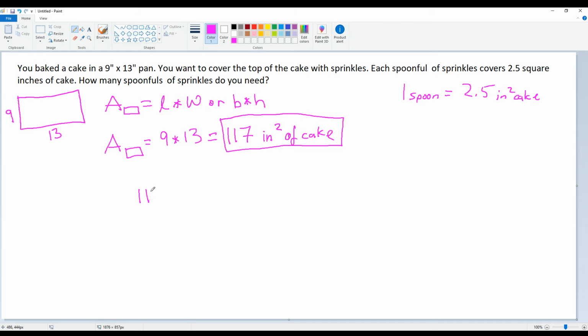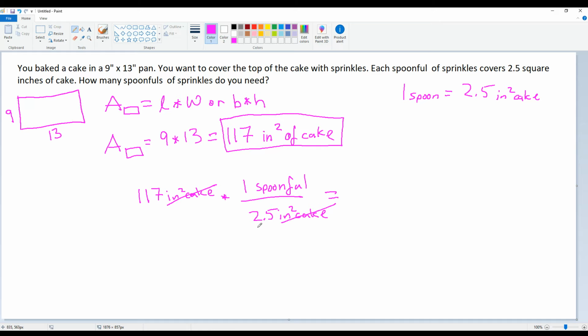So I can do 117 square inches of cake times one spoonful over 2.5 square inches of cake, because these are equivalent. They're the same thing. So square inches of cake cancels out, and now my only unit is spoonfuls, so I just have to do 117 divided by 2.5.